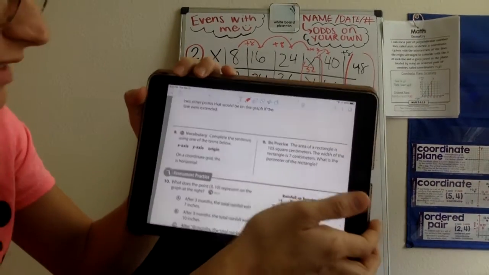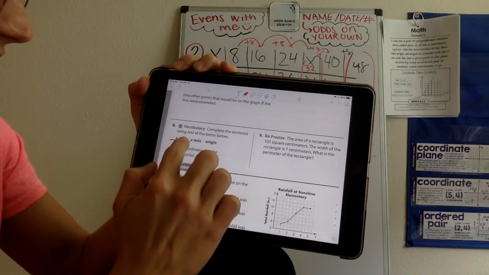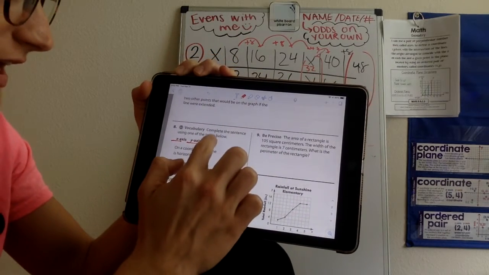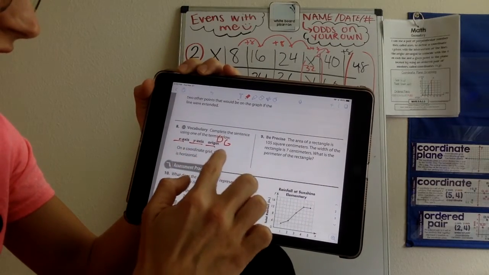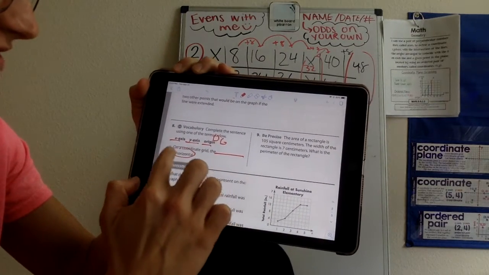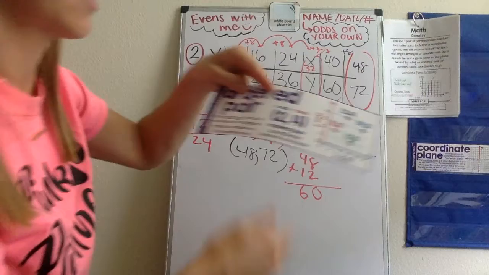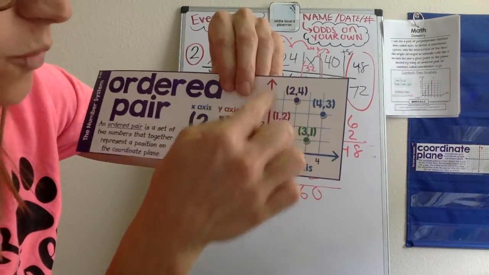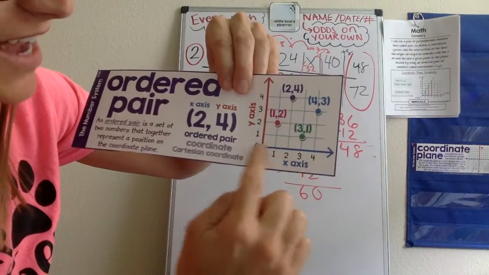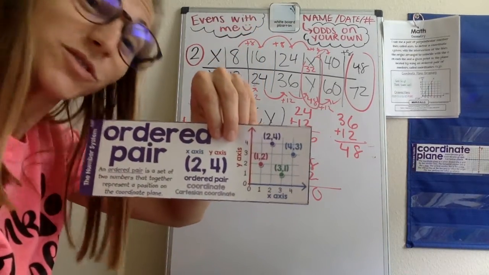Number 8, it says, complete the sentence using one of the terms below. We have x-axis, y-axis, and our origin, aka the OG. On the coordinate grid, the blank is horizontal. You guys, let me grab one of these, actually. So, here's a grid. We have our y-axis, we have our x-axis. Which one is horizontal? Which one's vertical?